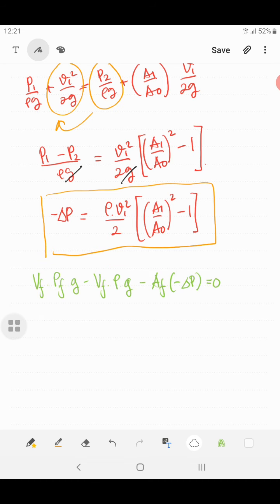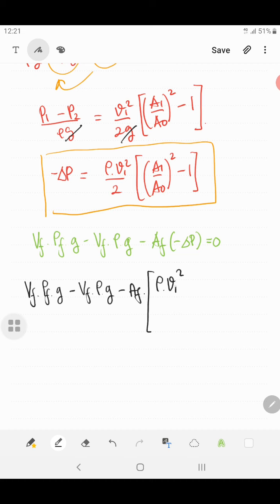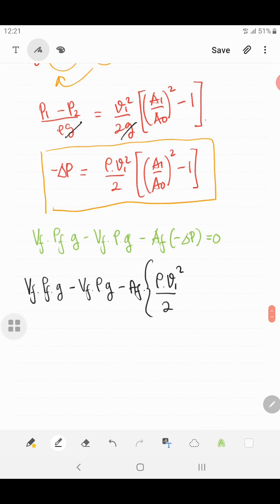Okay, so I will substitute the equation, and the equation will become Vf times rho f times G minus Vf times rho times G minus Af times rho V1 square over 2, like this. The equation equals 0.